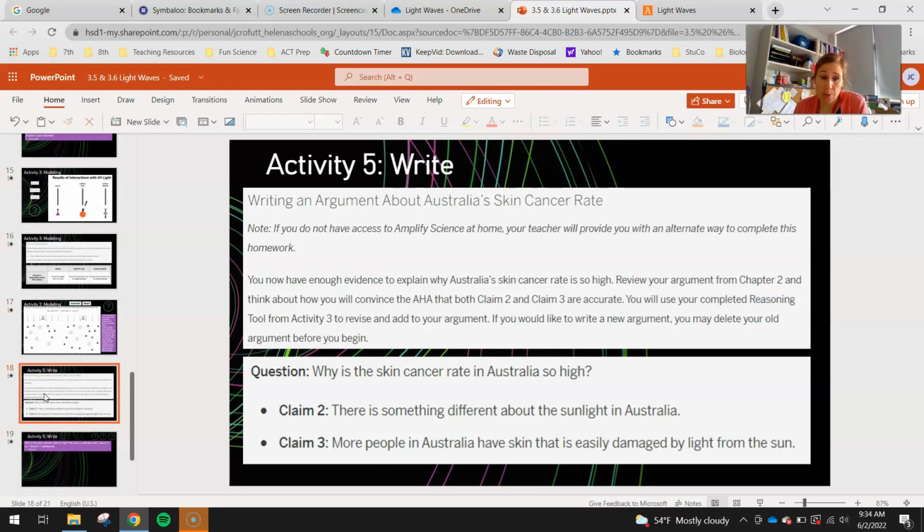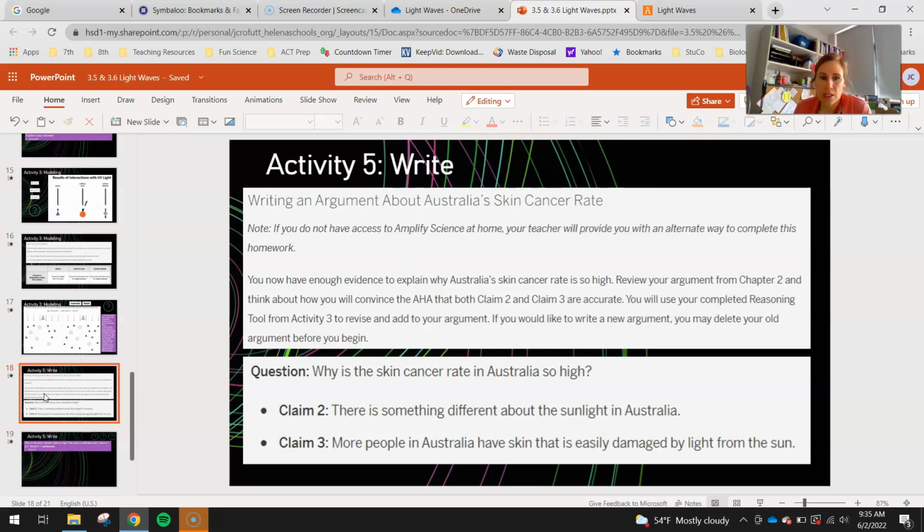Review your argument from chapter 2 and think about how you will convince the AHA that both claim 2 and claim 3 are accurate. So remember, claim 2 is that there's something different about the light, which we know is a little bit true based on what molecules we have in our atmosphere. And claim 3 was that people in Australia have skin that's more susceptible to skin cancer. So think about what we learned in chapter 2 about that as well, as far as melanin goes.